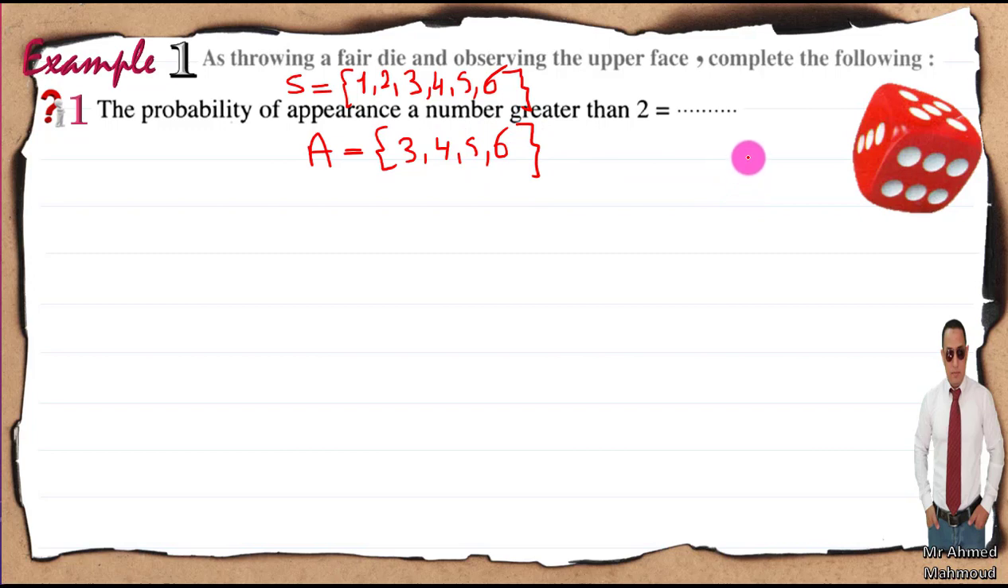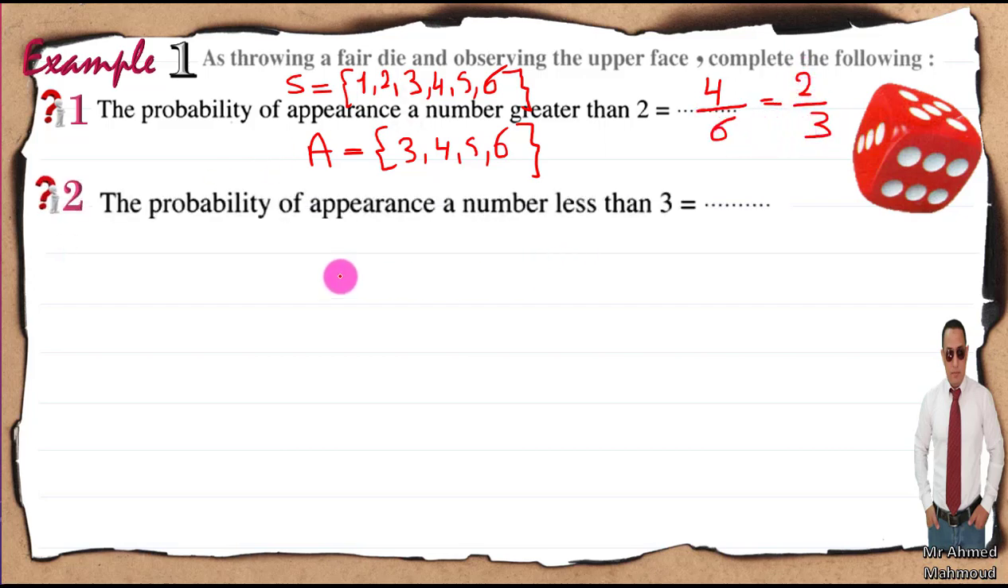So we have now 1, 2, 3, 4 over the total number 6. 4 over 6 equals 2 over 3. Now I'm going to call this event B. Here B is the appearance of a number less than 3. So B equals {1, 2}, so it is equal to 2 over 6, which is 1 over 3.